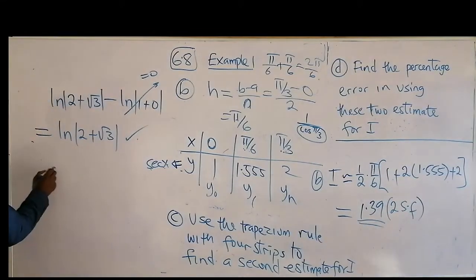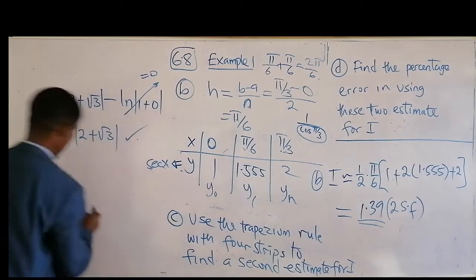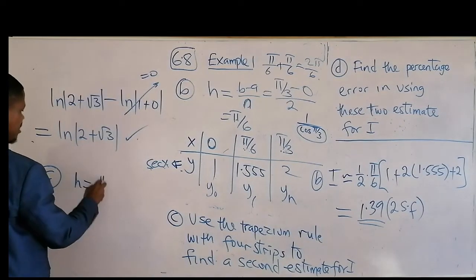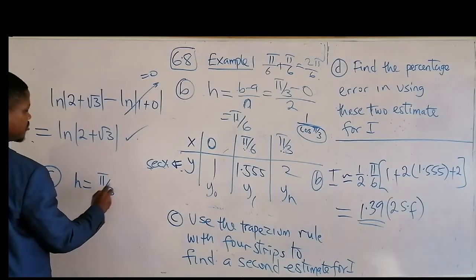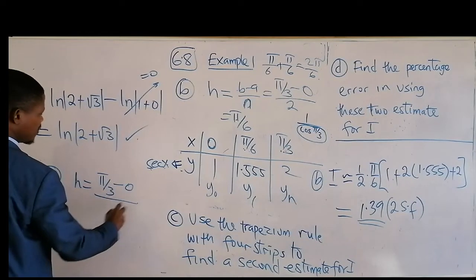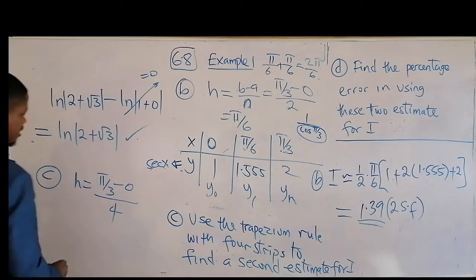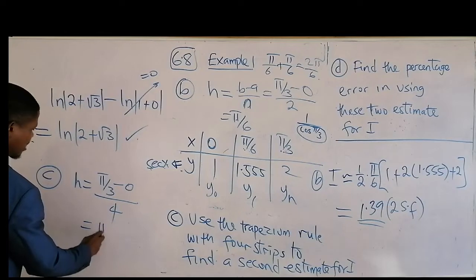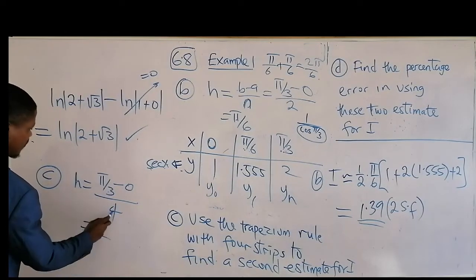The C part, we have 4 strips. So h is equal to pi over 3, that's b minus a, all over n. What is n? n is 4 in this case. So my h is what? Pi over 3 times 4, that's pi over 12.